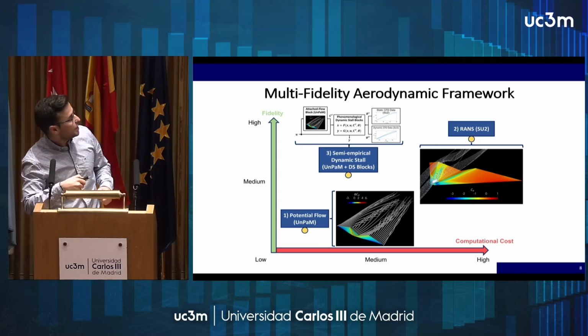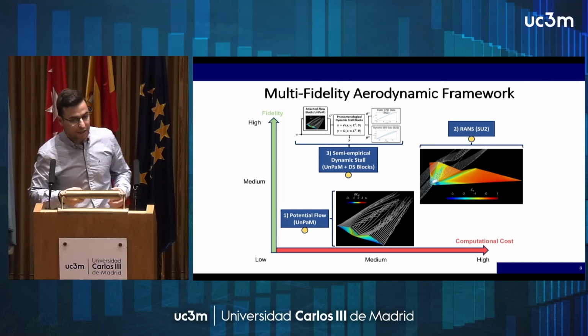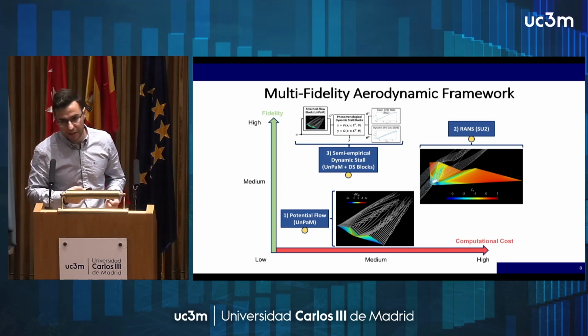And then we have something in the middle, which is a semi-empirical dynamic stall model that basically uses both of them. It has a computational side, which is UNPAM, but it is also fed by high fidelity data from RANS. This high fidelity data can also be experimental data, so we can play around.